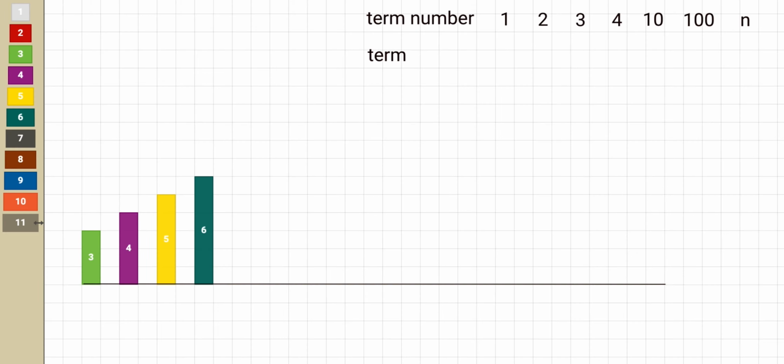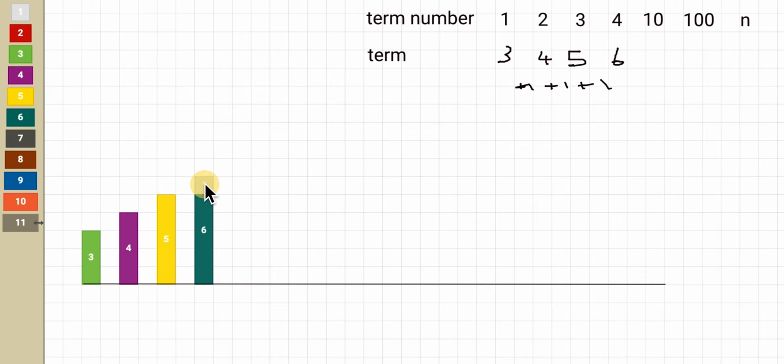So on the next one, we can see that the columns go 3, 4, 5, 6. So term number 1 is 3, term number 2 is 4, 5, and 6. And we can see that the differences are +1, +1, etc. So the building blocks are ones. And we can also see that in here.